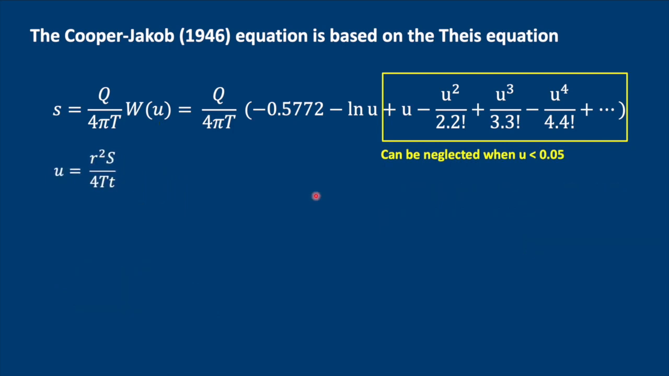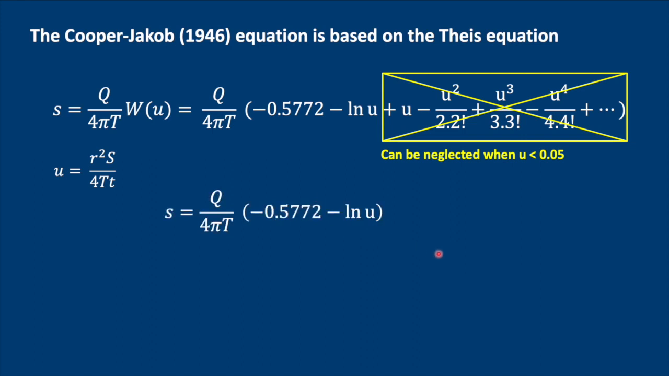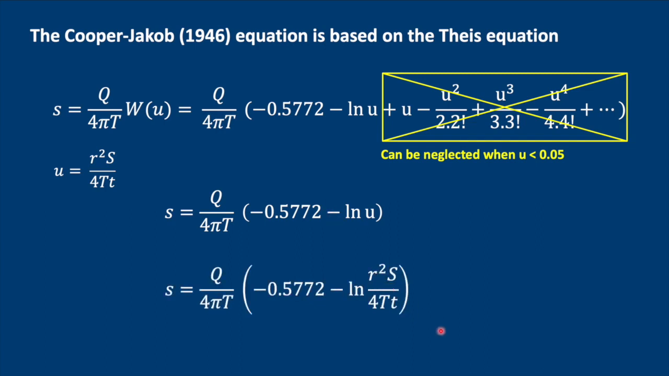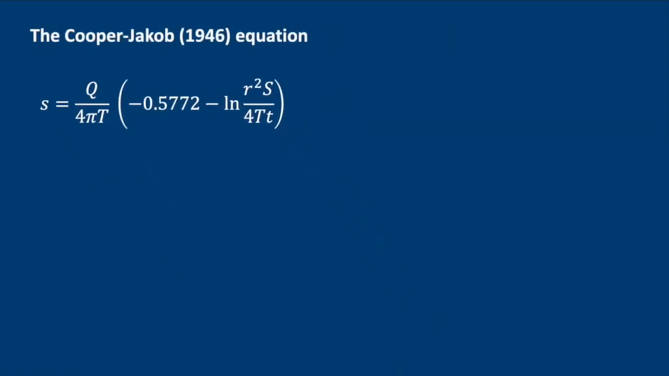Okay, so the way it works is we just delete this part of the Theis equation. So we rewrite it like this, and if we merge this equation with the one for u, we come up with the Cooper-Jacob 1946 equation in natural logarithms and also in log to the base 10.